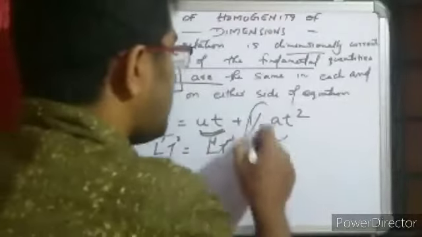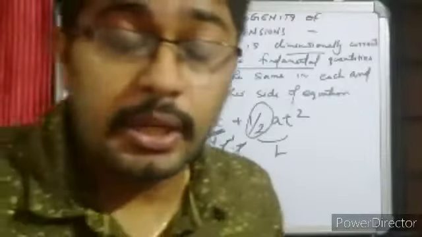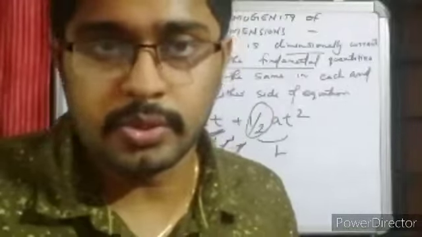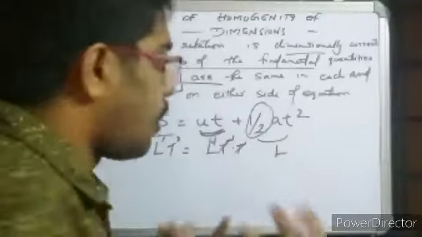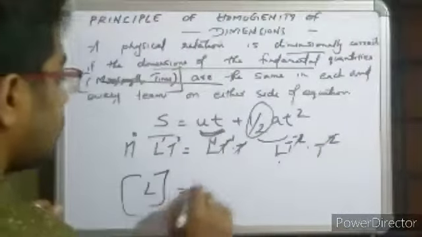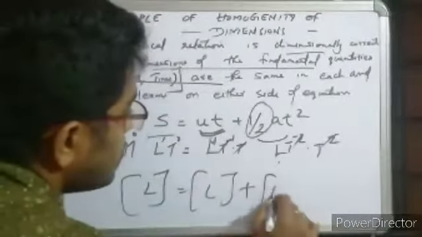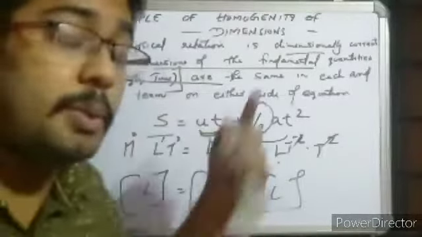Again, half is a dimensionless constant. So it does not have any dimension. Again it is a constant value. Then acceleration is L t raised to minus 2, into t square. So again you will get L. So if you look, it is L plus L. Again this is in accordance with your principle of homogeneity of dimension.